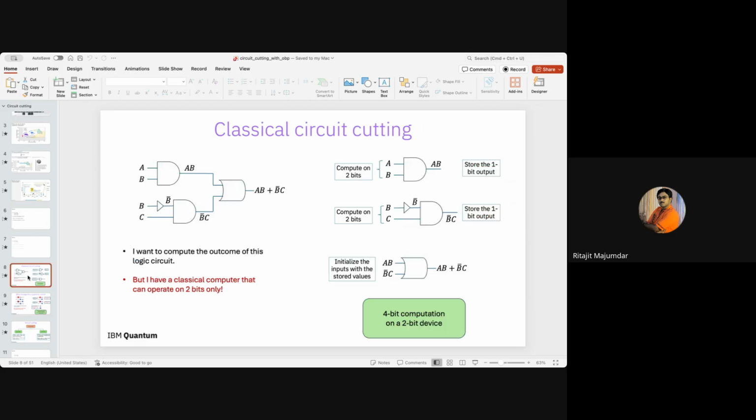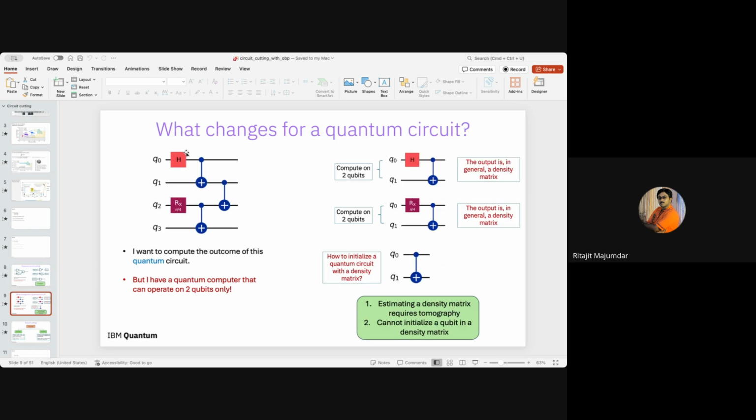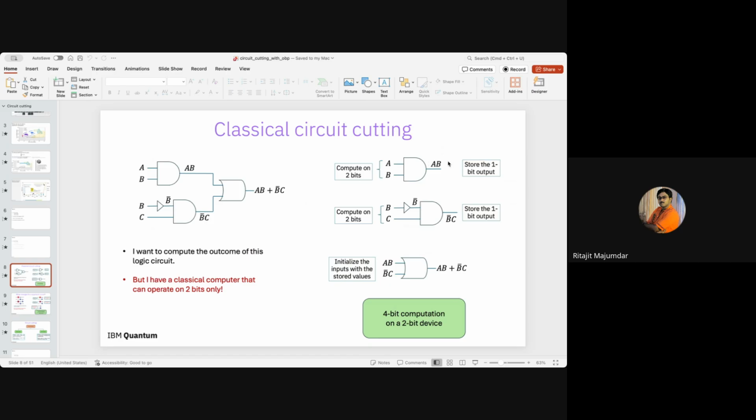Now, what changes is when you go to a quantum circuit. I have tried to keep a very similar notion here. I now have a 2-qubit quantum computer on which I want to run this 4-qubit quantum circuit. If I play the game as before, I start with this part and calculate this. Now the problem is, previously I said that you need to store AB somewhere, and classically that's very easy to do.